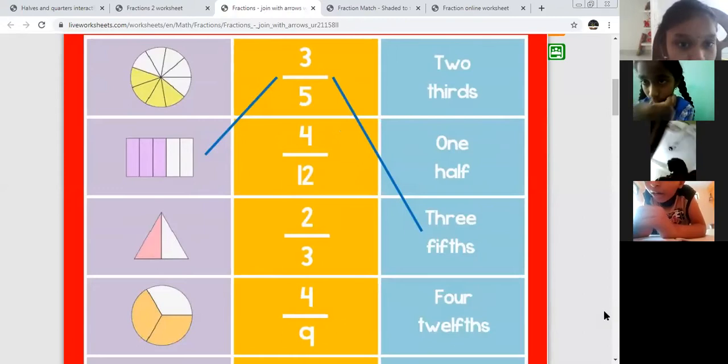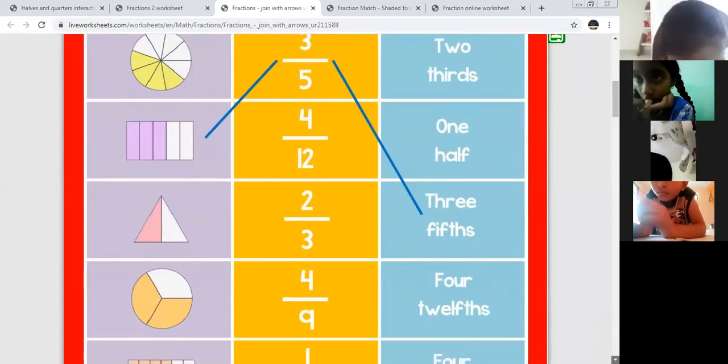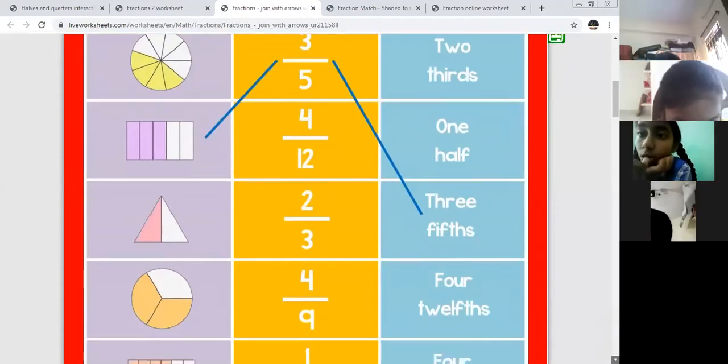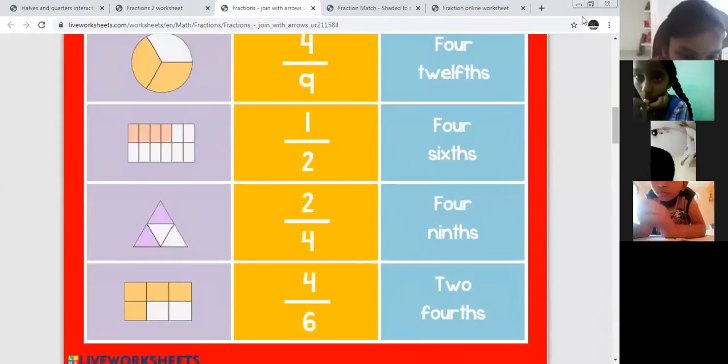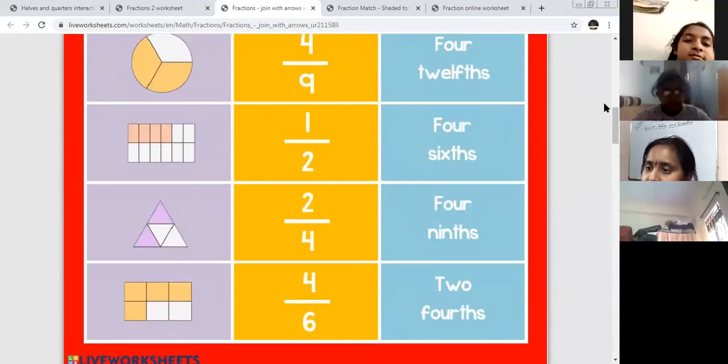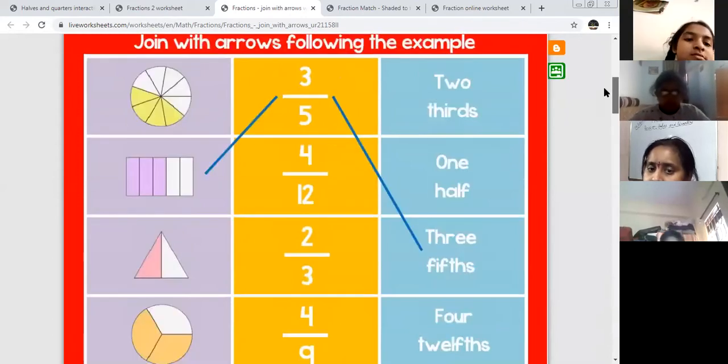4 by 12, ma'am. Yes. Ma'am, the 4th one. In which picture can you see 4 by 12? So total 12 parts, where can you see that? See from here, you can count 1, 2, 3, 4, 5, 6, 7, 8, 9. Here you have 9 parts.